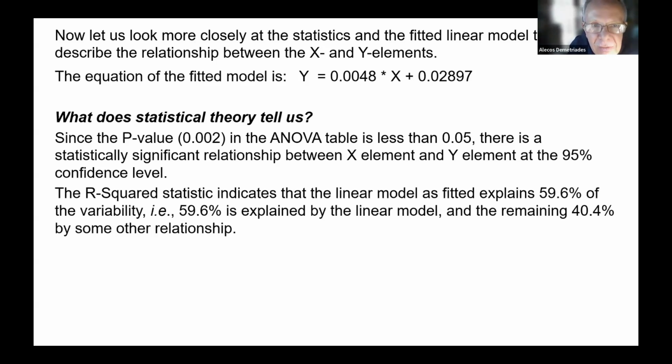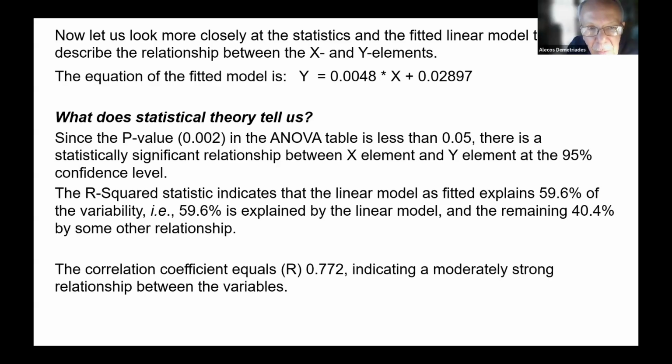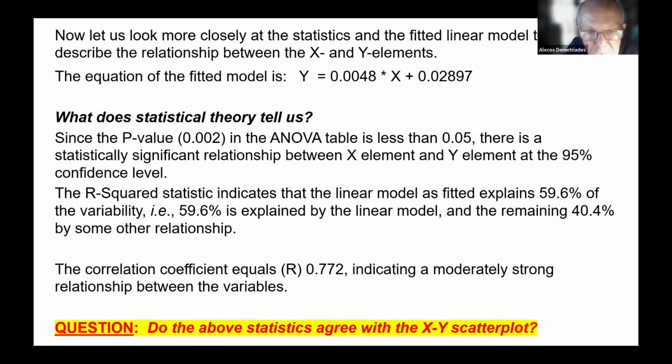The R-squared statistic indicates that the linear model as fitted explains 59.6% of the variability. That is, 59.6% of the data is explained by the linear model and the remaining 40.4% by some other relationship. The correlation coefficient equals 0.772, indicating a moderately strong relationship between the variables. Questions. Do the above statistics agree with the XY scatter plot?